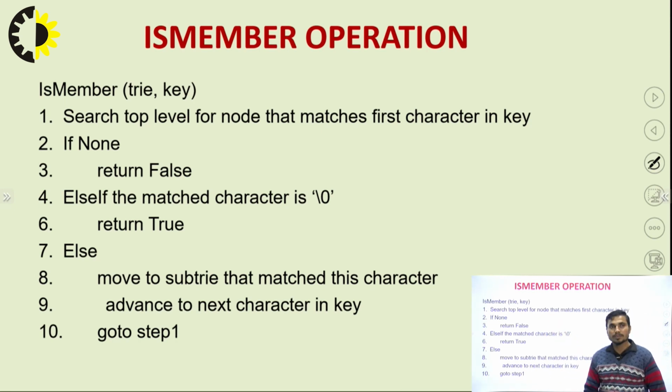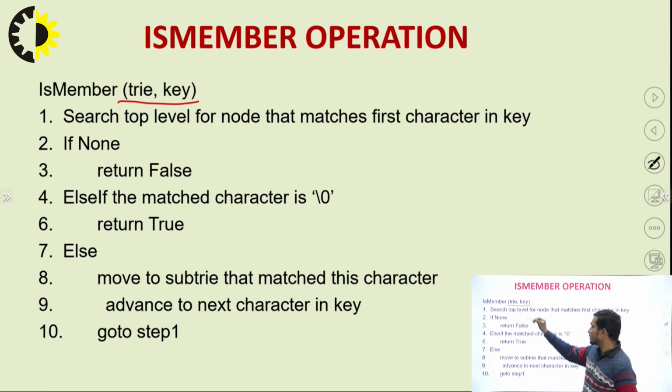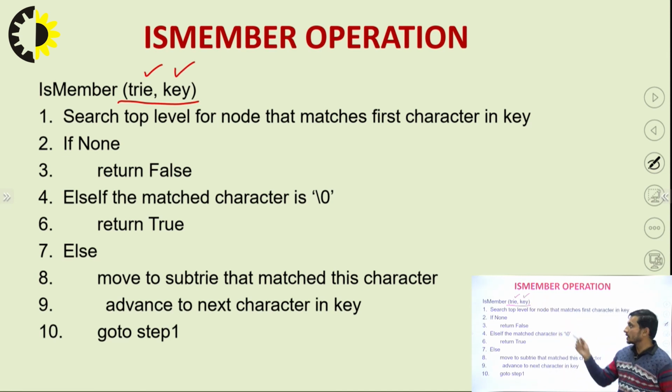In this we are going to discuss the is member operation. In the is member operation we have two parameters. The first one is trie and the other one is key. The trie is whatever data structure we have, and the key is what we are going to search for in the trie. So, the first step, we will search the top level for the node which matches the first character in the key.